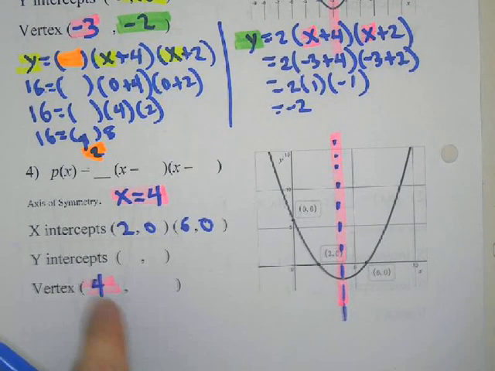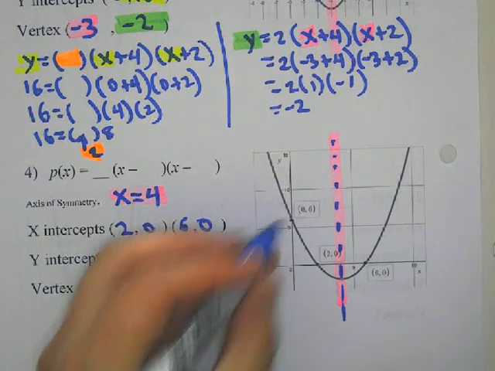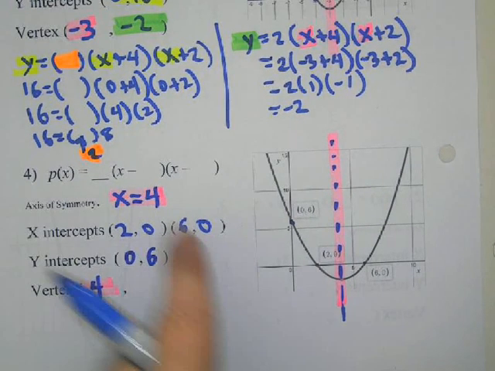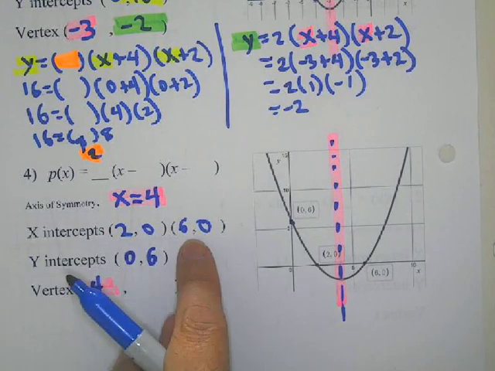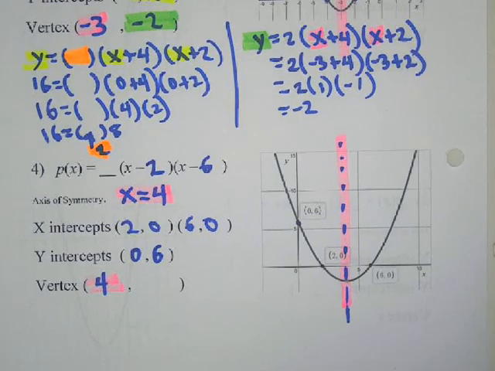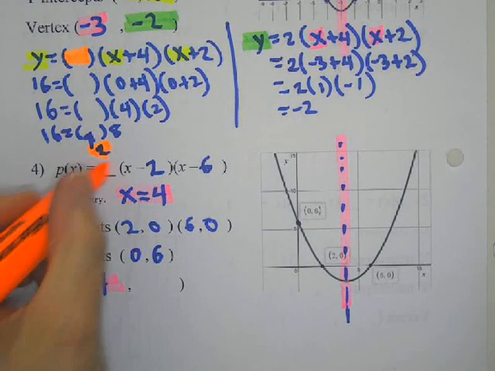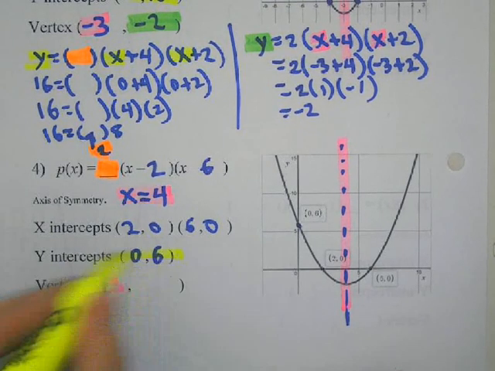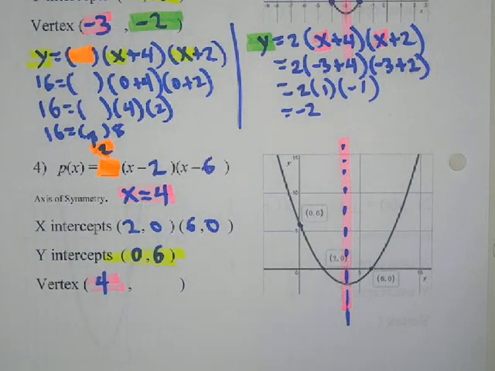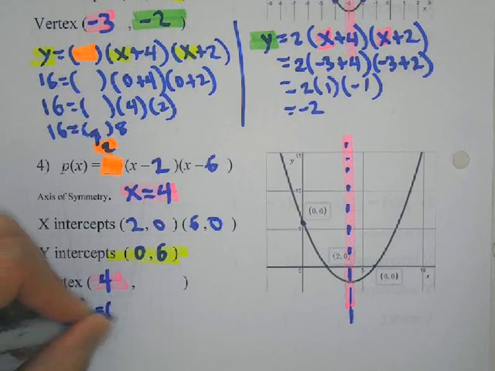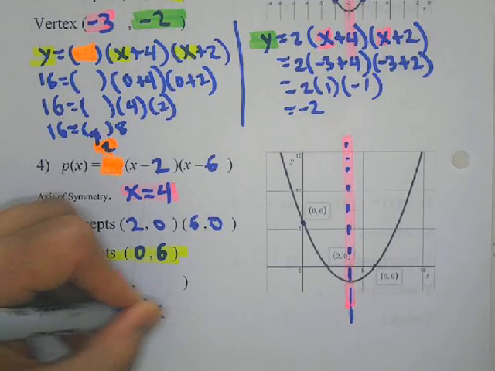The y-intercept, though they told us, is 0, 6. Okay, so if the intercepts are 2 and 6, I'm going to have x minus 2 and x minus 6. Okay, now we need to figure out the orange value here. Okay, so once again, we're going to use this y-intercept and plug that into our equation. So we've got p of x equals the orange value times x minus 2 times x minus 6.